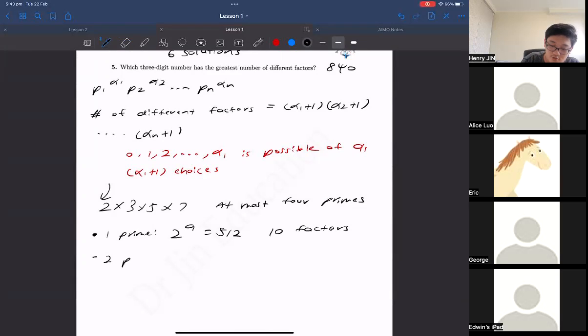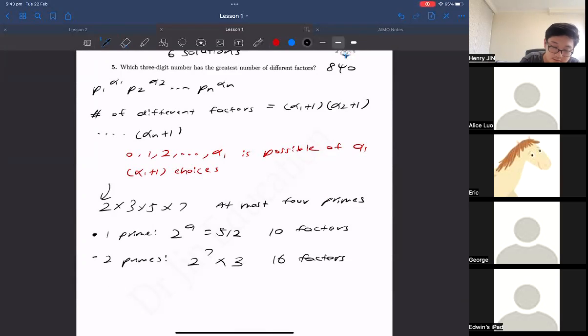Okay, let's try 2 primes now. So we can have 2 to the power of something times 3 to the power of something. In this case, you kind of have to guess and check. You could just start from big. You can have 2 to the 9, but if I make 2 smaller, so 2 to the 7 times 3, that's 384. You can't make anything bigger. So that has 16 factors. That seems okay. Let's see if we can get any better.